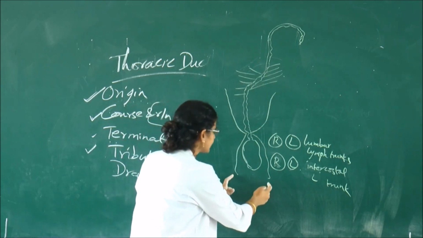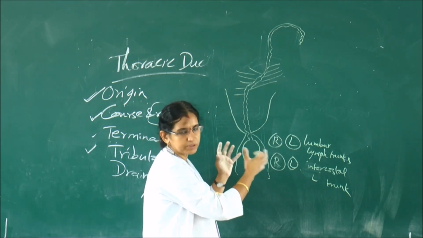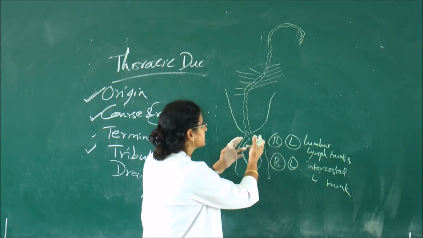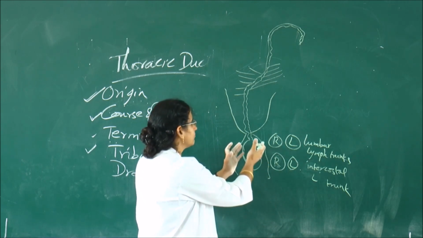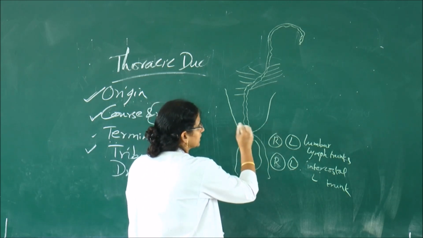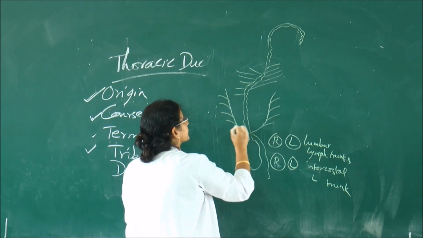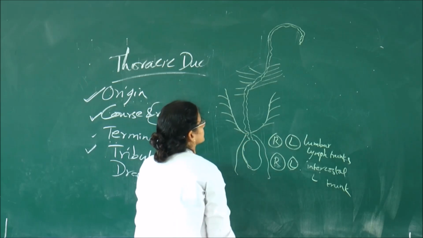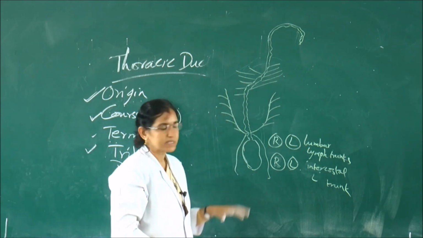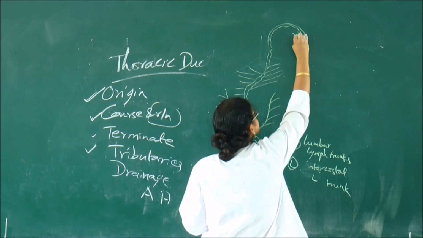Okay. It receives right and left lumbar lymph trunk which collects lymph from the lumbar region, from the abdomen, from the lower down. The entire lower half of the body through the lumbar lymph trunks ultimately reaches the thoracic duct. And it also receives the intercostal lymph trunk which collects lymph from the lower 6 spaces and opens into the thoracic duct. And it receives direct lymph trunks from the upper 6 intercostal spaces of both the sides. And just before termination, it receives 3 lymph trunks.